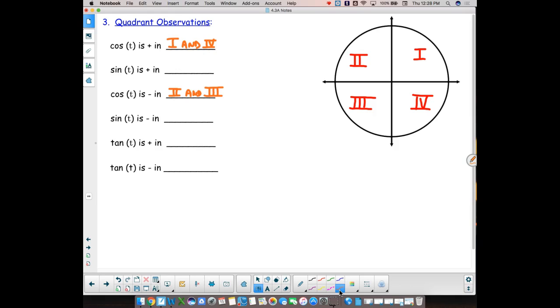So really, we're talking about that cosine is positive on the right side and cosine is negative on the left side. Would you agree with that? Because x is positive to the right of the y-axis and x is negative to the left of the y-axis. Okay. What about sine?